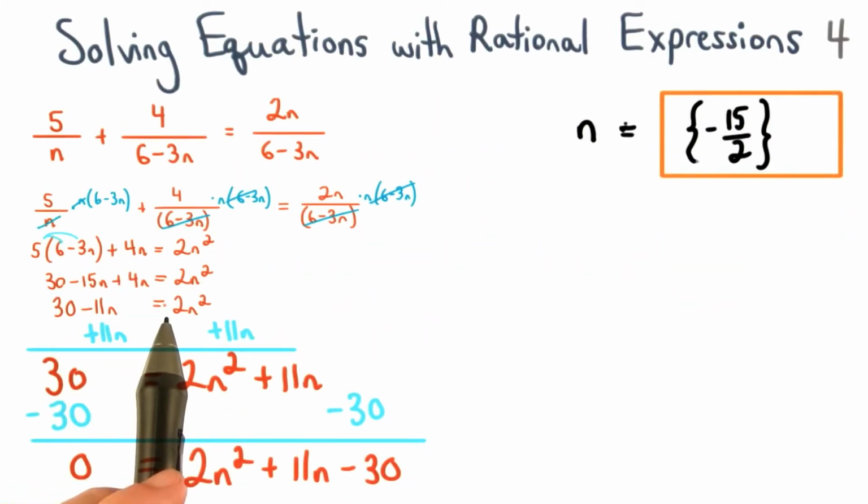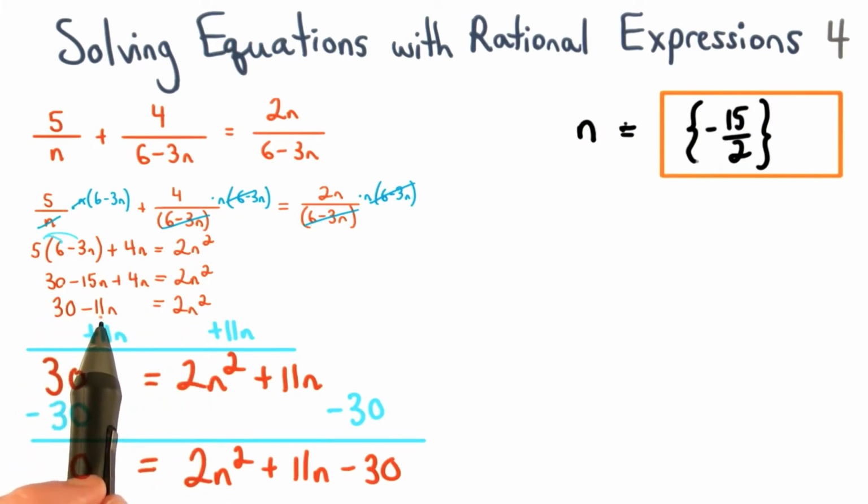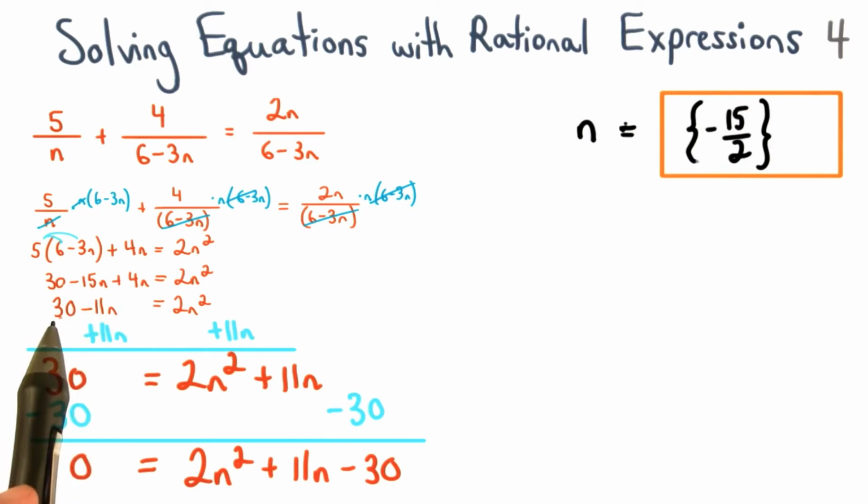Now that we're at this part, we have a quadratic equation since we have a 2n squared. We want to set this equation equal to 0 by moving or rearranging these two terms. If we move these terms to the right side of the equation, we'll get 0 is equal to 2n squared plus 11n minus 30. This is something that we can factor and solve.